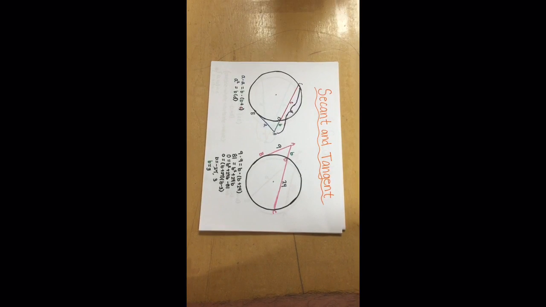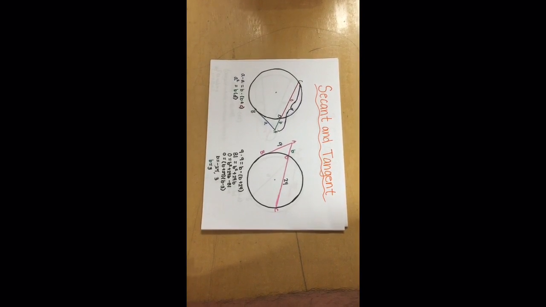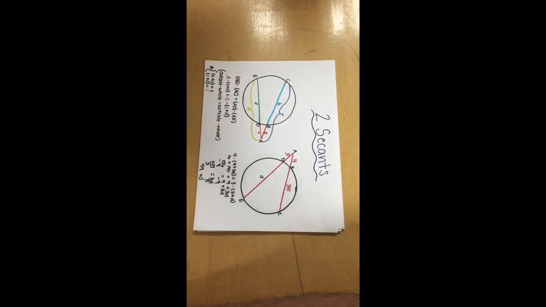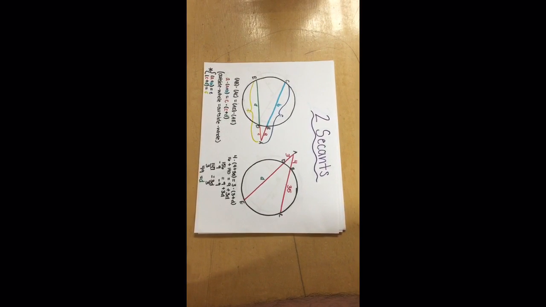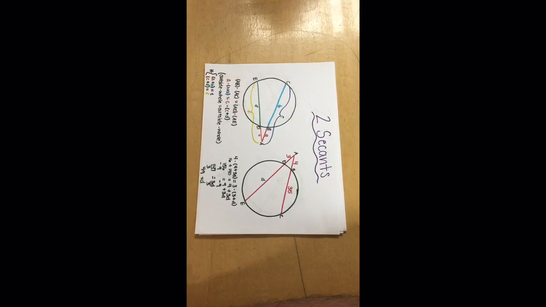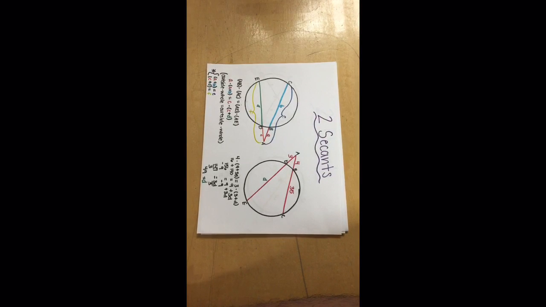Secant and tangent. A tangent squared is equal to the outside of a secant times the entire secant. Two secants. The outside of a secant times the whole of the secant is equal to the outside of another secant times the whole of the other secant.